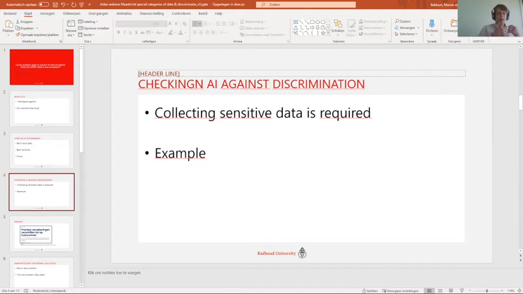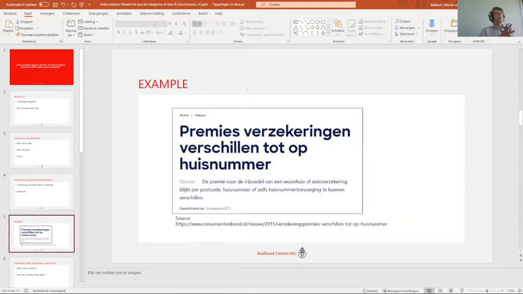An example that could happen in practice, at least, is this one. In 2015, in Utrecht, there was a sample test by the Consumentenbond, and they found that people from different postal codes and house numbers and even house additions paid a different insurance premium. Now you should imagine, what if these insurers wanted to test their AI and see if the AI discriminates against people with a certain ethnicity? Then they need to know the ethnicity of their clients.